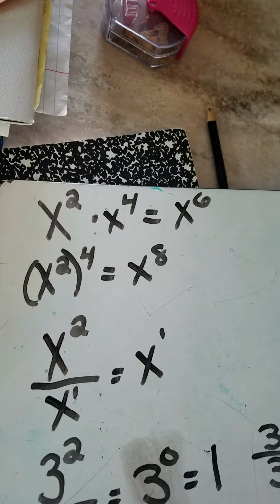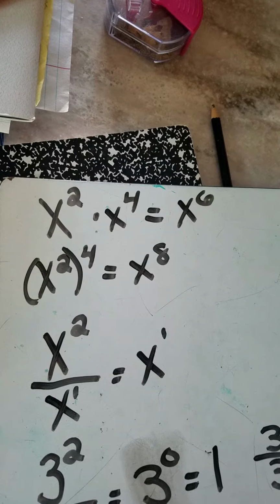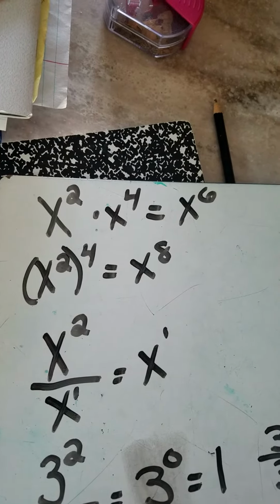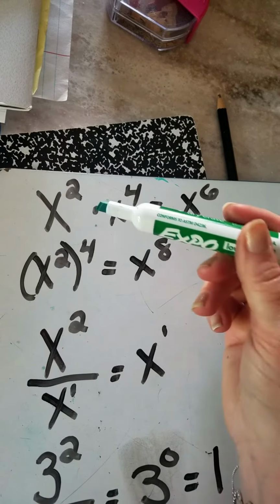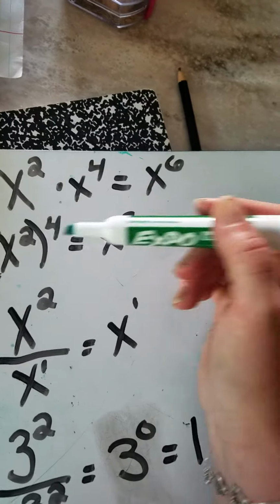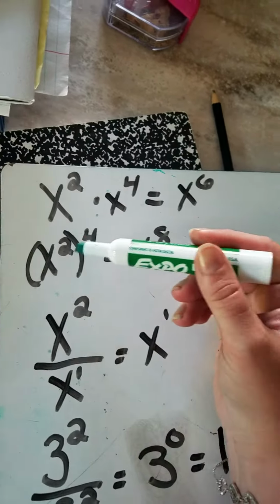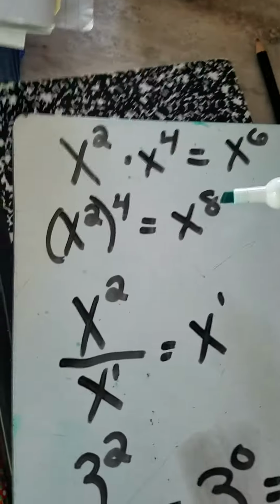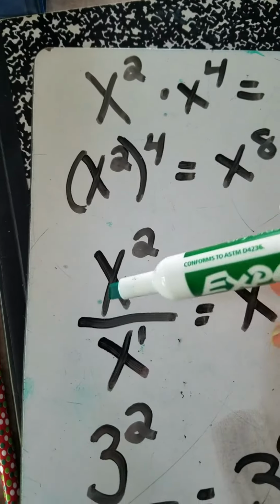So as a recap, the very first one is x squared times x to the fourth, and you're adding in that scenario, so the 2 and the 4 become the 6. When it's a power raised to a power, you're multiplying, so the 2 to the fourth power becomes 8. And your newest one is when it's a division.